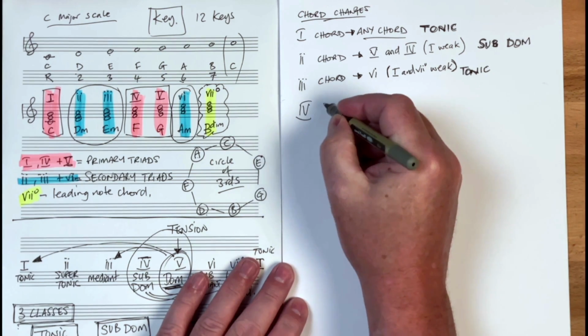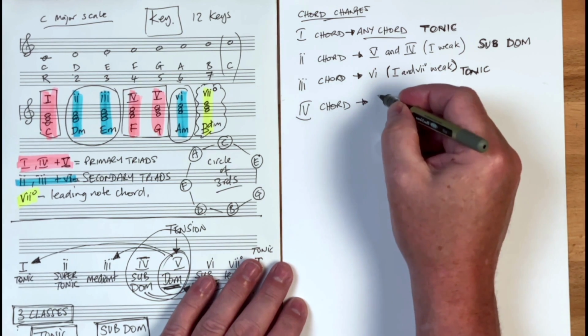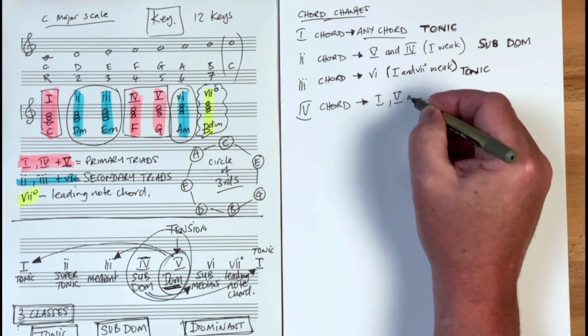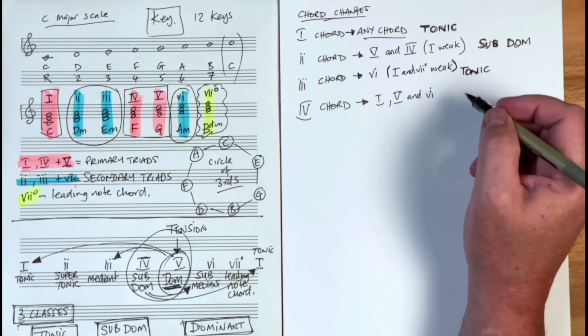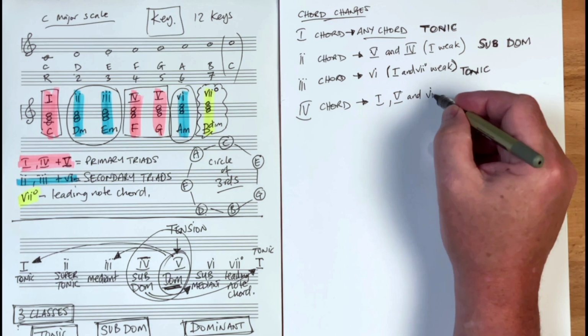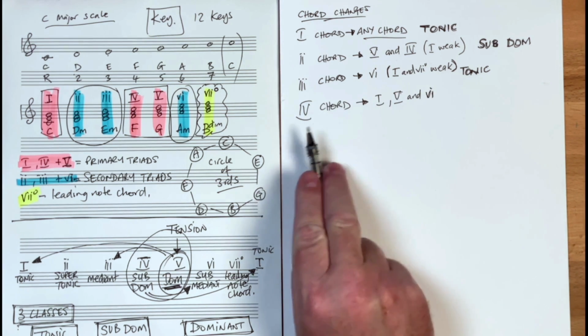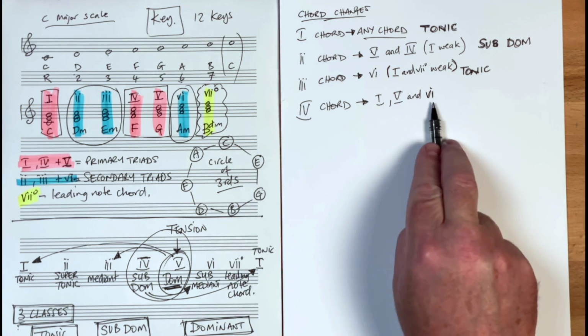Now, the 4 chord, right? So the 4 chord, it likes to move to 1, it likes to move to 5, and it likes to move to 6. So it basically can move to any chord, pretty much, but these are the ones that you want to practice the change. So that's going to be an F to a C, F to a G, F to an A minor.